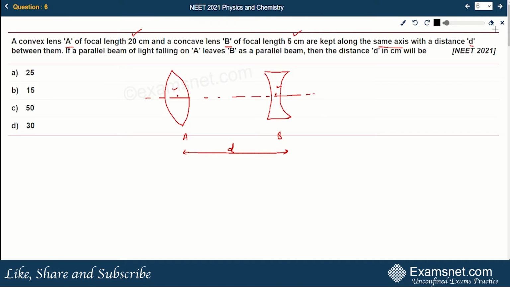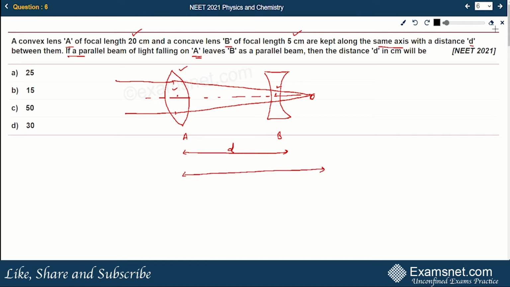Now what else is given? If a parallel beam of light falls on A, so here let's draw the parallel beam, this. Okay, so what happens when a parallel beam of light gets refracted from the convex lens? It converges at the focus of the convex lens. Okay, so if this converges at this point O, then this should be your focal length of this convex lens. Okay, so this should be your 20 centimeter. That means focal length of A.